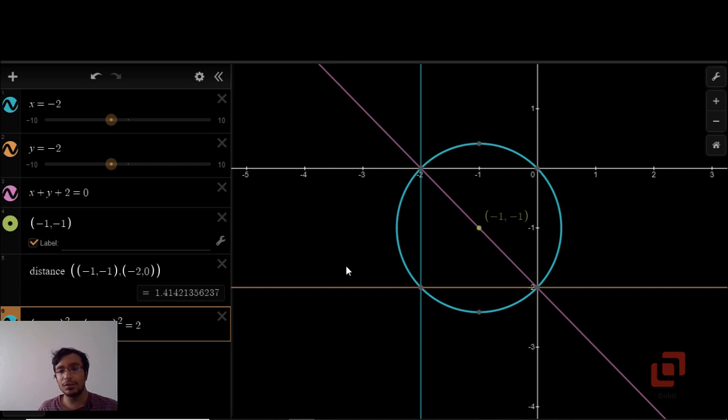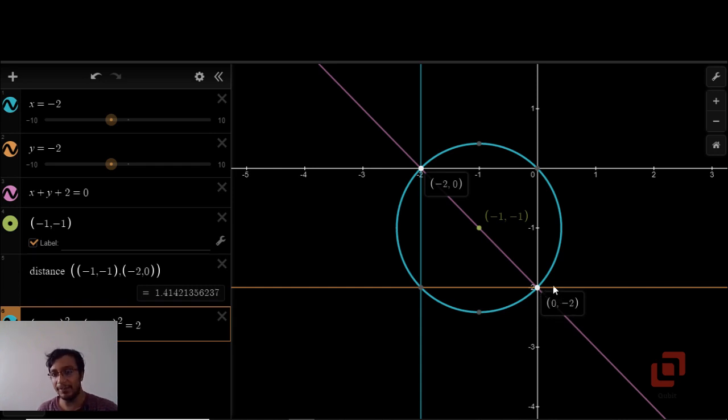They can also ask you to find the circumradius. Okay, and the circumradius is going to be root 2. Now circumradius is actually easier to find, because once you know the endpoints of the hypotenuse, all you need to do is to find the distance between them and then just divide the distance by 2.